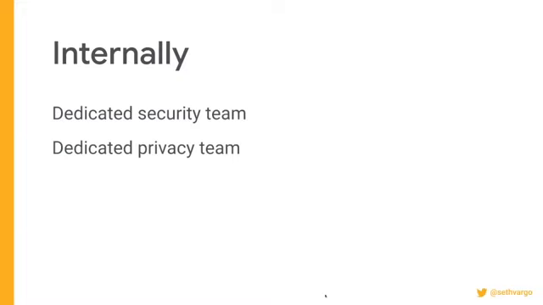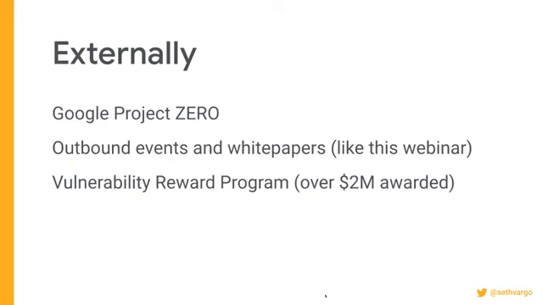Internally, we have a dedicated security team and a dedicated privacy team, and they're different teams. They're very large, very skilled, and very good at what they do. Some of them are industry leaders, and many of them work externally with things like Google Project Zero. Through Google Project Zero and through our vulnerability rewards programs for things like Google Chrome and Google Cloud, we've awarded over $2 million. And then we have outbound events. We publish a ton of security white papers. We participate in external events like this webinar.